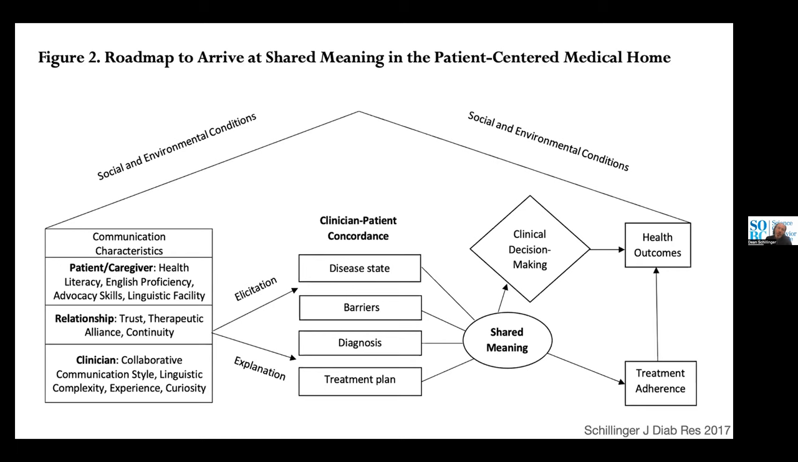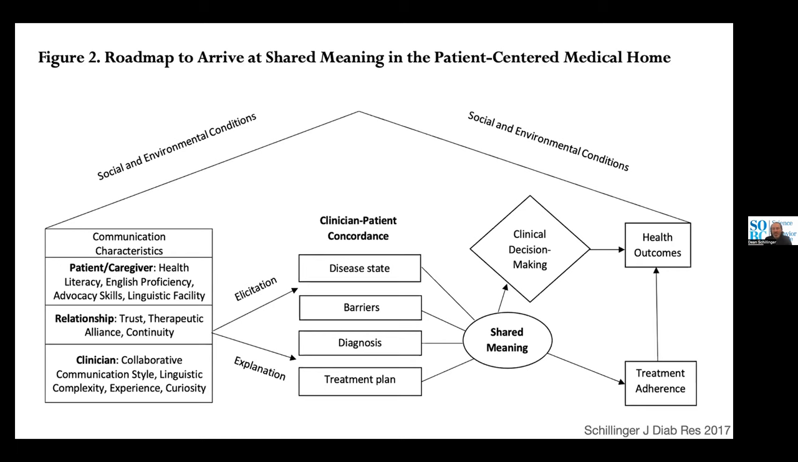around four domains of disease management: the state of the disease, so how is your heart failure doing? The barriers you have with treatment, what are some of the problems you're having adhering to the diet or the medication regimen? How is your mood? Is that getting in the way? Are you depressed? Concordance and shared meaning around the diagnosis. Are we seeing eye to eye on what the nature of the problem is? And do you understand that problem? And are we seeing eye to eye with respect to the treatment plan?